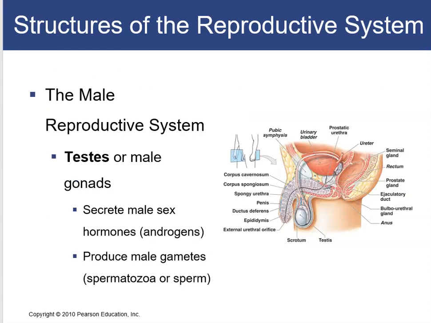The main organ of the male reproductive system are the testes, otherwise known as the male gonads. The testes secrete the male sex hormones, referred to as androgens, and produce the male gametes, called spermatozoa or sperm.